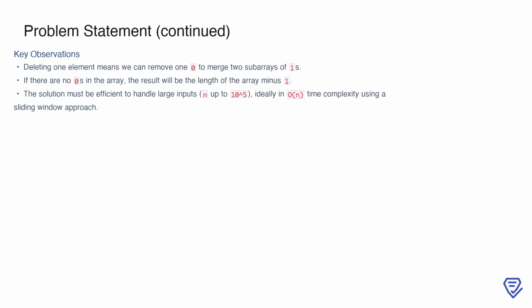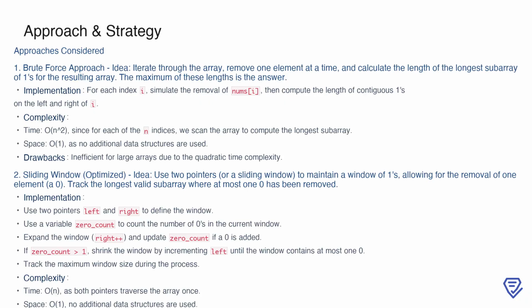Understanding these examples and constraints leads to some key observations about the problem. The main insight is that deleting one element allows us to remove a 0 and effectively merge two subarrays of 1's into a longer continuous sequence. If the array contains no 0's, meaning it's already all 1's, the result will simply be the array length minus 1, because we must delete one element. To solve this problem efficiently, given the potential size of the input, we'll need to employ a sliding window approach. This method ensures we can evaluate the array in linear time, or O(n), which is critical to handling the upper limit of 100,000 elements. To tackle this problem, we explored multiple approaches.